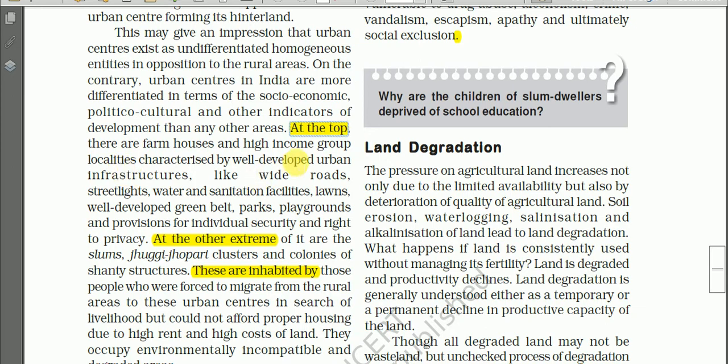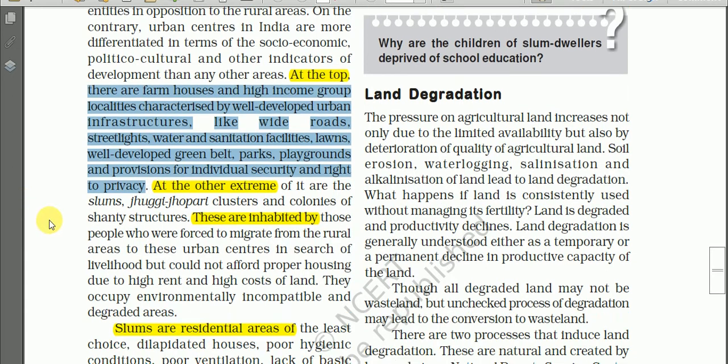Let us read. At the top there are farmhouses, then high income group localities characterized by well-developed urban infrastructures like wide roads, street light, water and sanitation facilities, lawns, well-developed green belts, parks, playgrounds, and provisions for individual security and a right to privacy. So these are the different facilities provided by the urban areas.